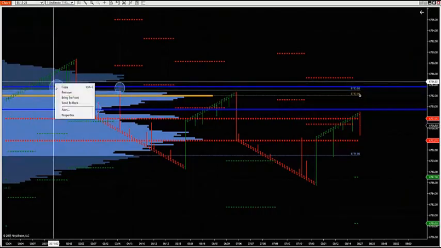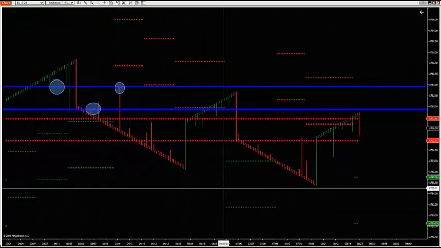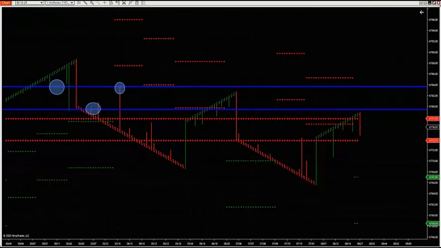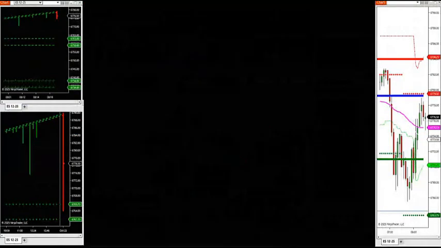Or you like to see it come up into, let me get that back on there. You like to see it with trend. So for green, we like pullback buys. Red, we like pullback sells.